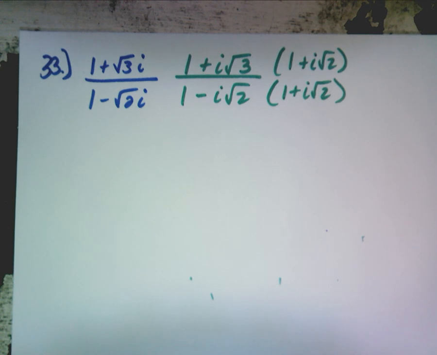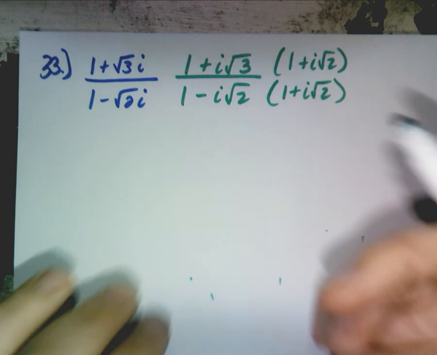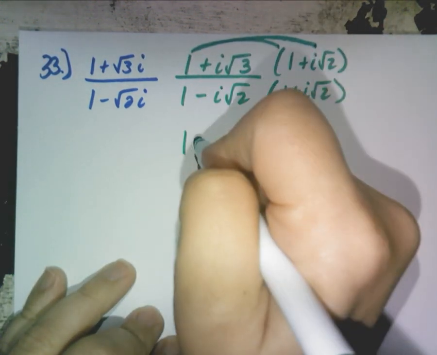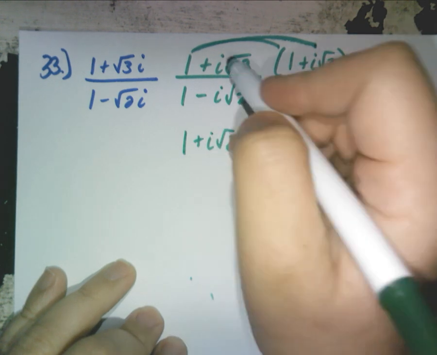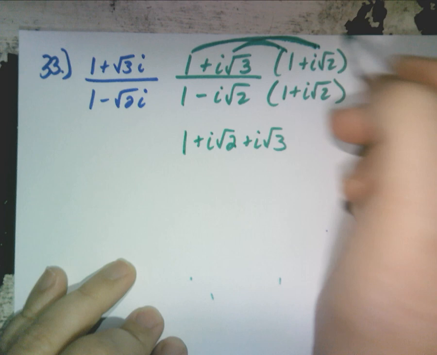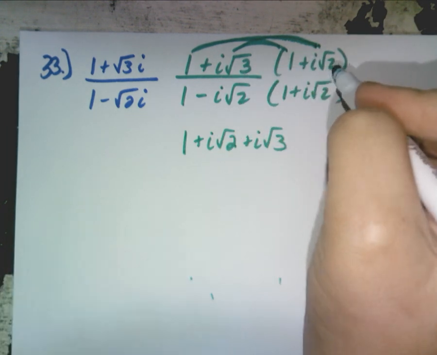Now what do we do? Well, now you FOIL, okay? And now it could get complicated, but you know what to do, so trust your skills. You've gotten this far, trust in yourself, okay? So 1 times 1, 1. 1 times i radical 2, i radical 2. i radical 3 times 1, i radical 3. i radical 3 times i radical 2.